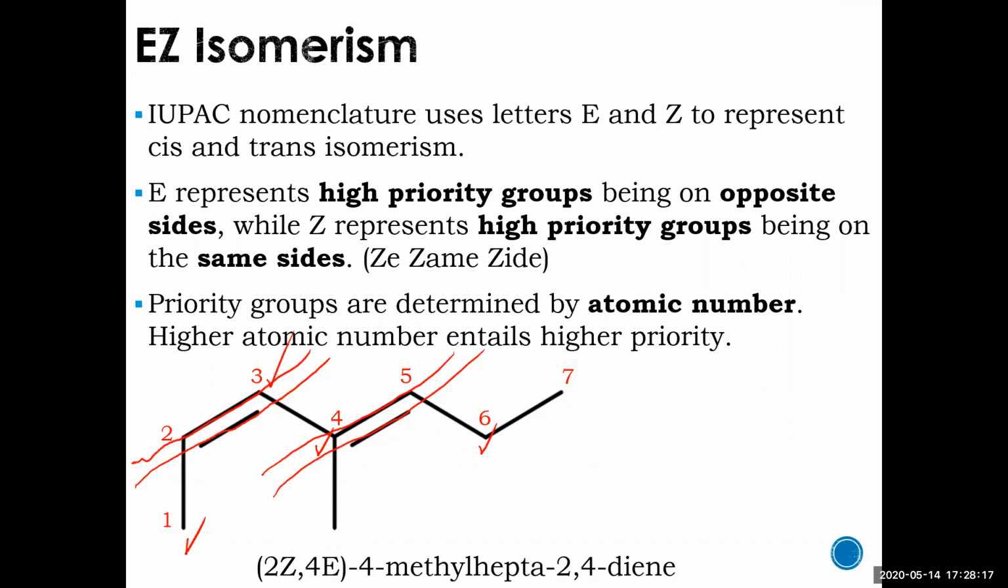Is it always Z before E, or it depends on which number is smaller? No. The smaller number comes first. Okay. 2 before 4.